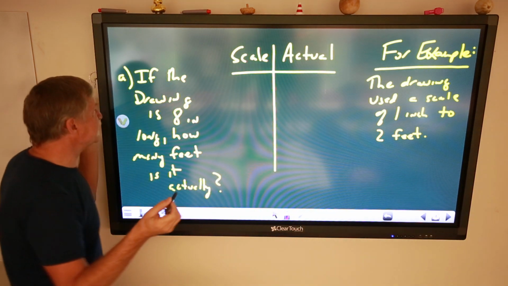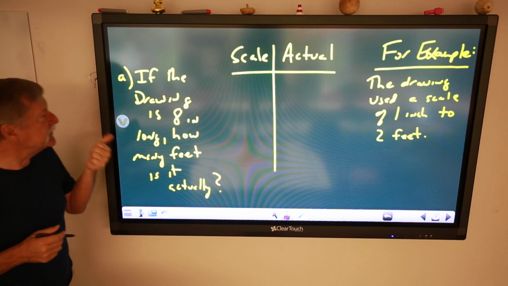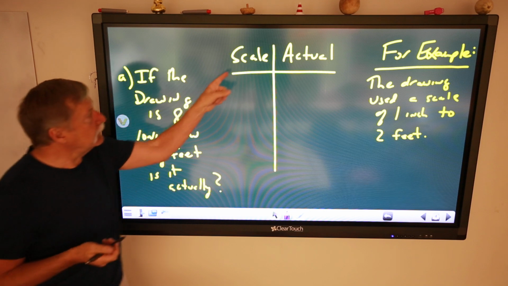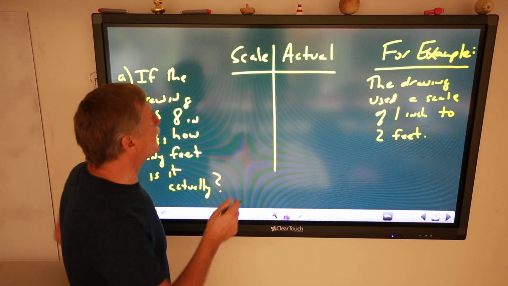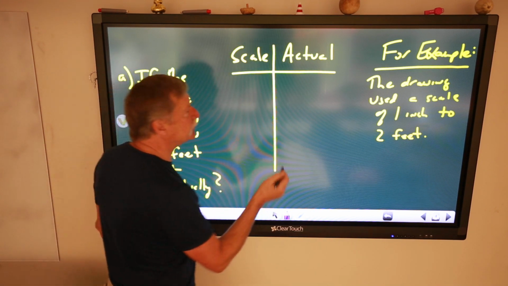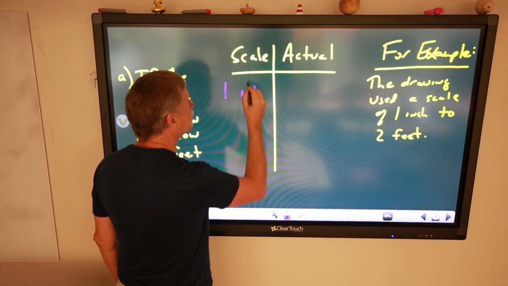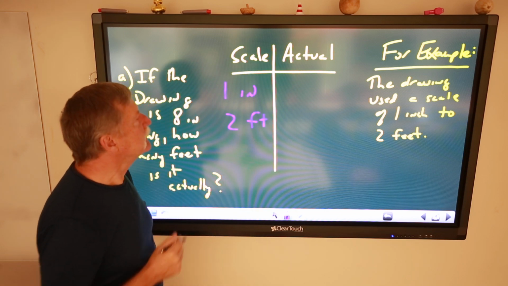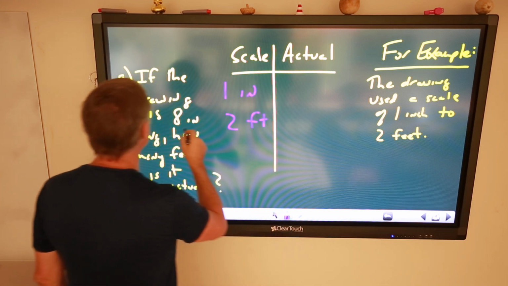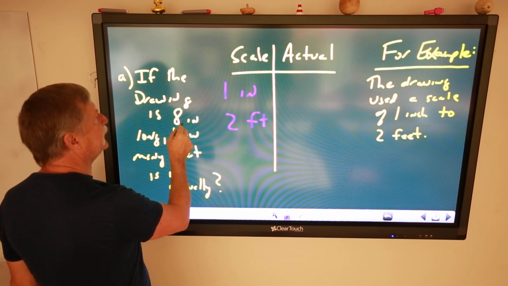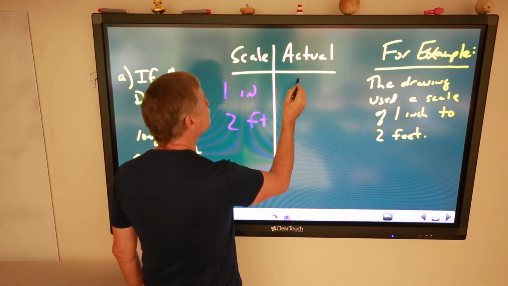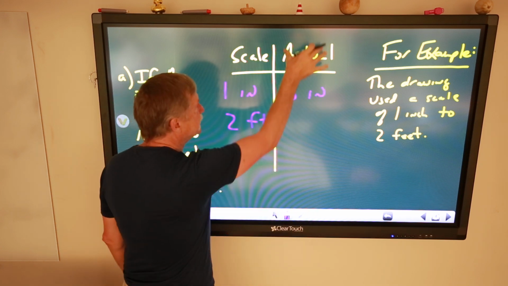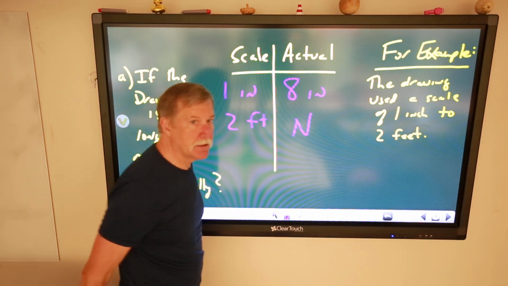And from that we get a question like, if the drawing is 8 inches, how long is that in actual feet? Well, we use the sign of the cross here, and on one side we have the scale, which is given to us: 1 inch and 2 feet. On the other side, we know that corresponding to the inch is actually not 1 inch, it's 8 inches. And we're to find how many feet that is actually, and that's n.